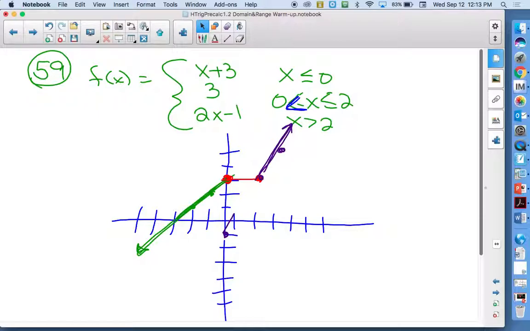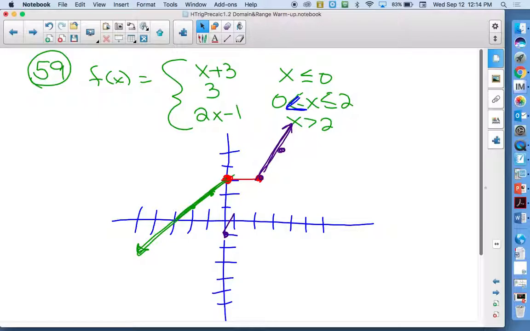So piecewise functions are multiple equations graphed together, but you're only choosing a piece of that graph, not the whole graph. So the second one was similar, except it had a parabola and a line. So you chose a piece of the parabola and then a piece of the line based off of the domain, the restrictions, the constraints, whatever you want to call them. Questions?